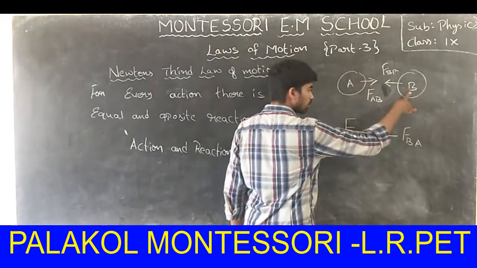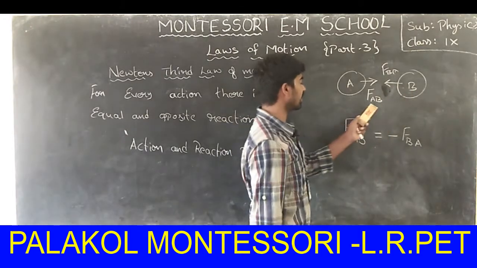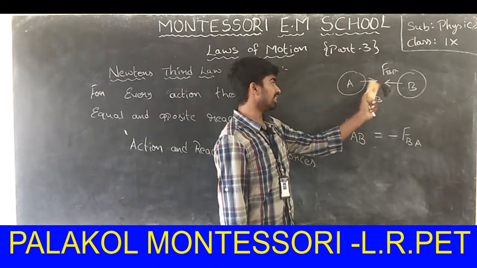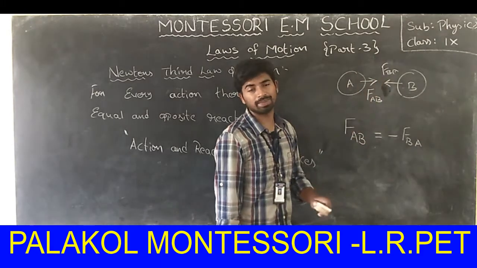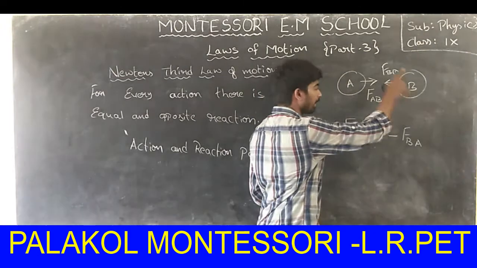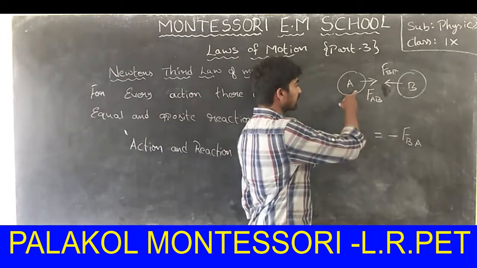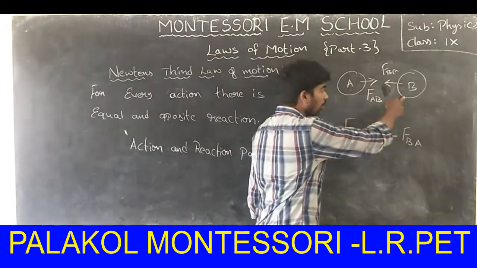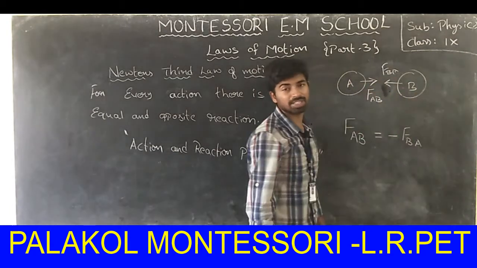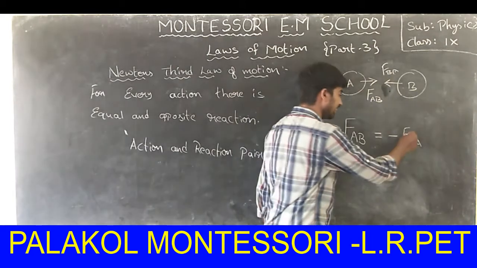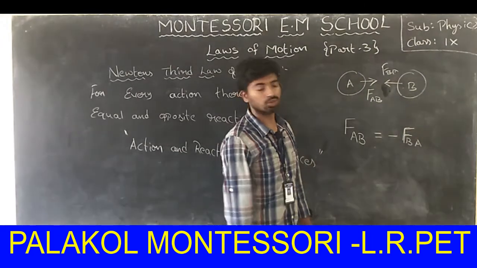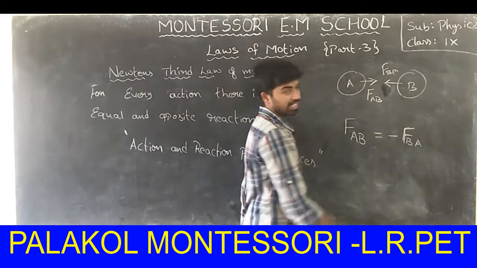If B applies a force on A, then A will also apply a force on B. If a force is applied on A by the object B, then the object A will also apply a force on object B. So these two forces are equal and in opposite directions. To indicate the direction, I have placed a negative sign.